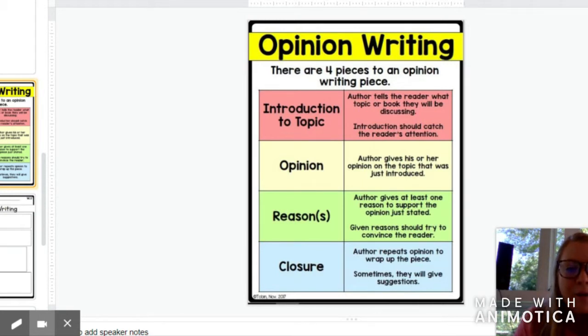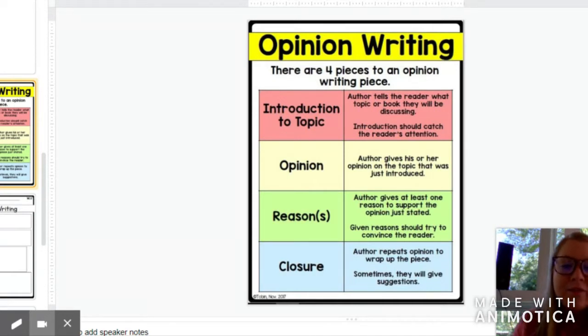Then we have our opinion. So it's what you think. You give your opinion on the topic that you just introduced. Today, our opinion is going to be whether we liked the Good Egg book or the Bad Seed book better.